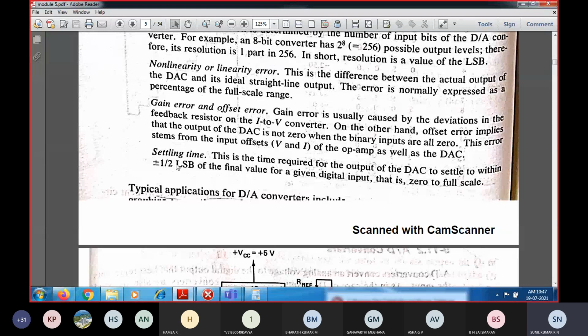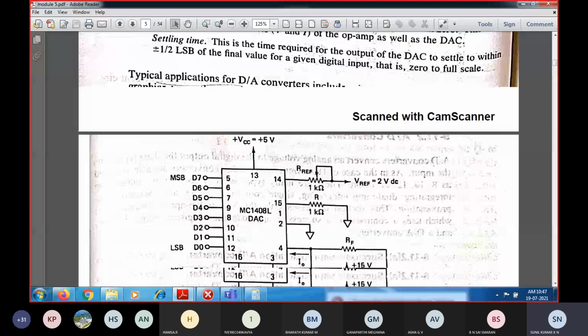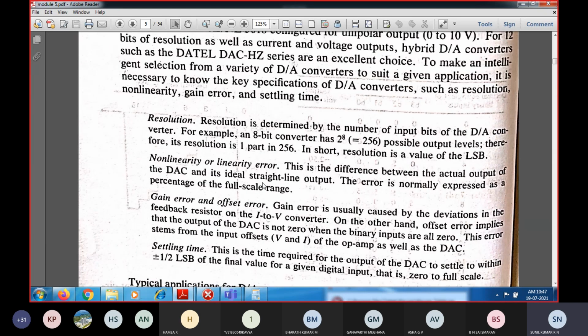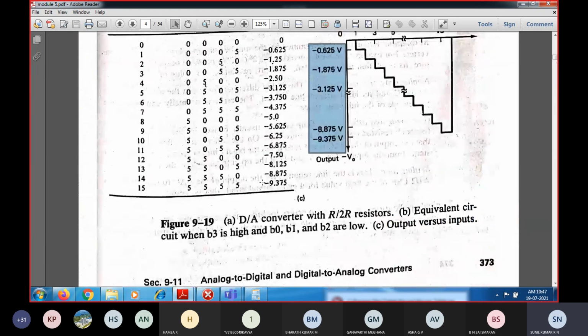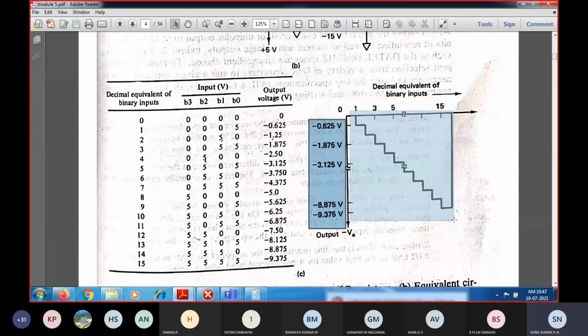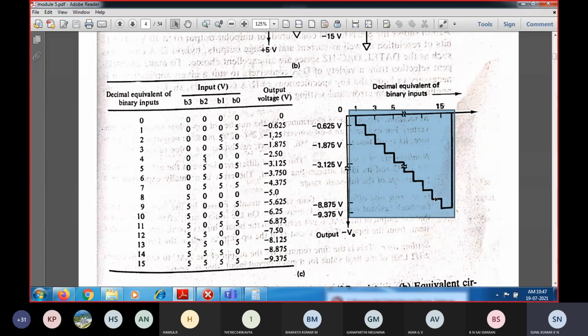Then settling time. What is the time required for the output to settle within plus or minus half LSB of the final value for a given digital input? That is the full scale reference output voltage. So that is nothing but the settling time. How much time is required to get settled for the full scale output voltage, within plus or minus half LSB, where LSB is the least significant bit. As soon as I connect the R-2R ladder through a counter, you should get this output. How much time it takes for the output to settle, that is the settling time.